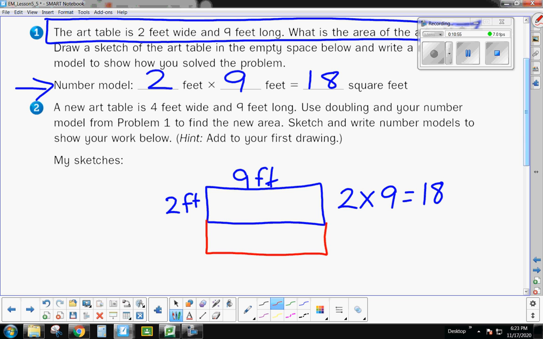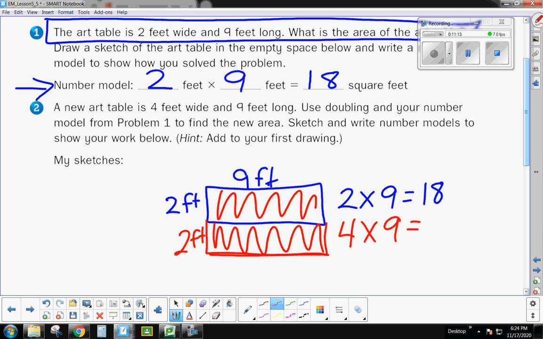All right, so if I was making it 4 feet wide, I had to do another 2 feet, right? Then this is still going to stay the same. So now 4 times 9, what would that be? If this is 18, and all I'm doing is doubling it, 18 and 18 is 36. Okay, so my new number model, there's my sketch, and my new number model is 4 times 9 equals 36.